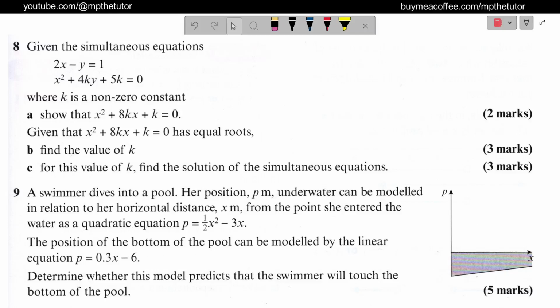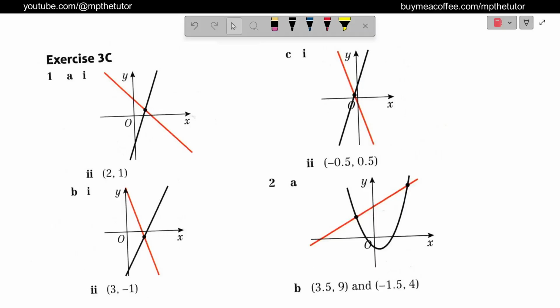So it's normal simultaneous equations. They don't really get you to plot. I don't think I've ever seen actual plotting of graphs, but I guess they could. Tends to be sketch this or sketch that. That tends to be how it is.